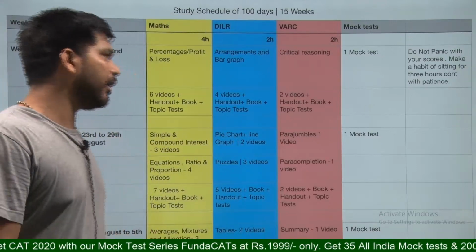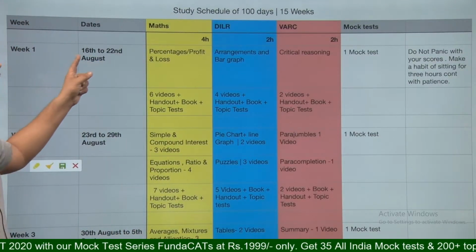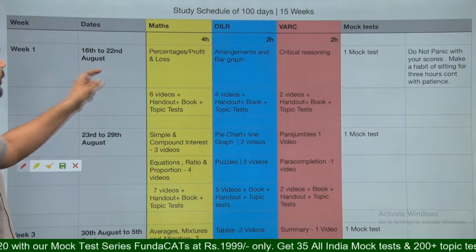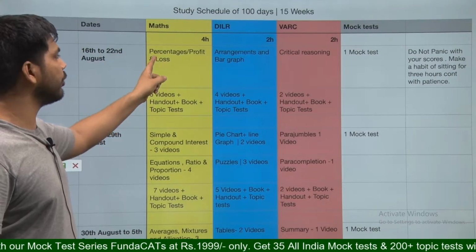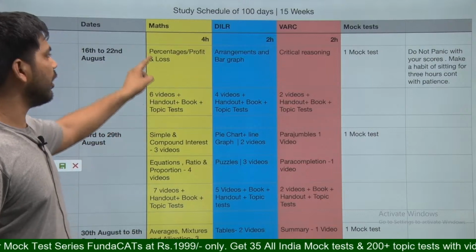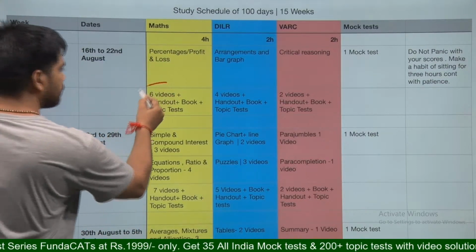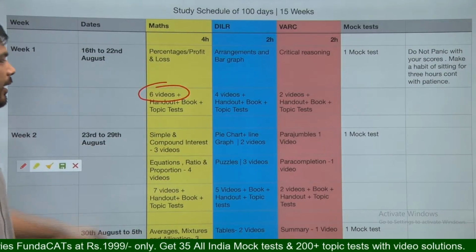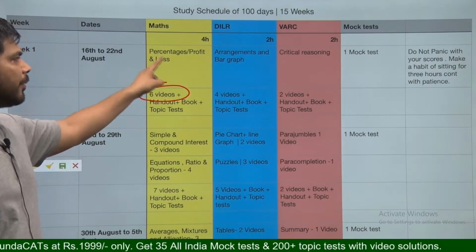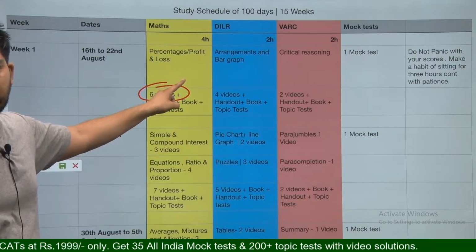Okay. Now, first week is 16th to 22nd of August. The first chapter you should be doing is percentage profit and loss. For percentage profit and loss, we have got 6 videos. You will watch 6 videos of percentage profit and loss in the concept classes.